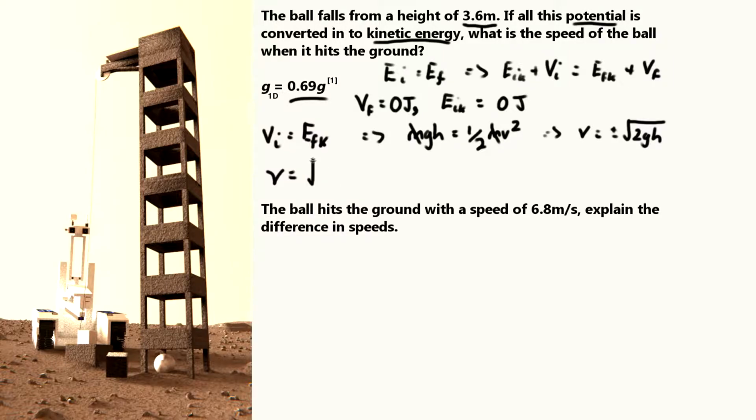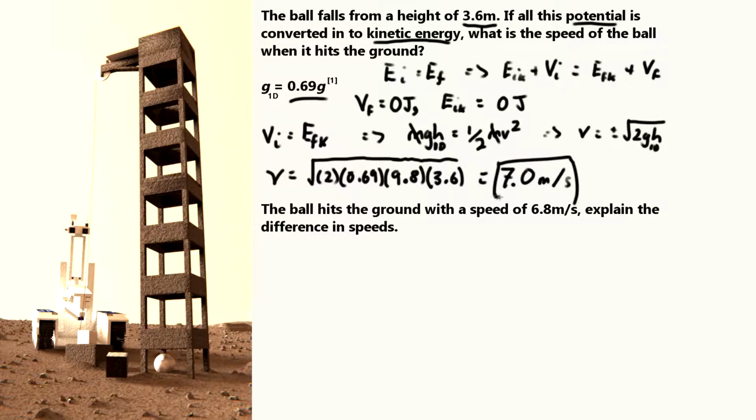V is equal to the square root of 2 times g, where we should have been more precise in this example. Here the acceleration on TRAPPIST-1d, and so we should be using g1d in our formulas. Of course, if we were on Earth, then it would just be g. And so we sub in our value of g1d, which is 0.69 multiplied by the acceleration due to gravity on Earth, which is 9.8, and then multiplied by h, which we've been told is 3.6 meters. If you type this into a calculator, you'll find to one decimal place, the answer is 7.0 meters per second.